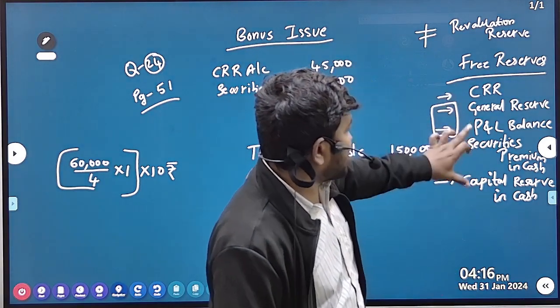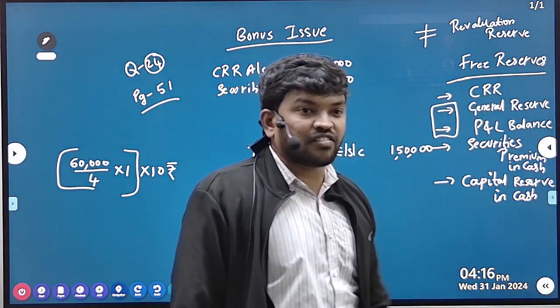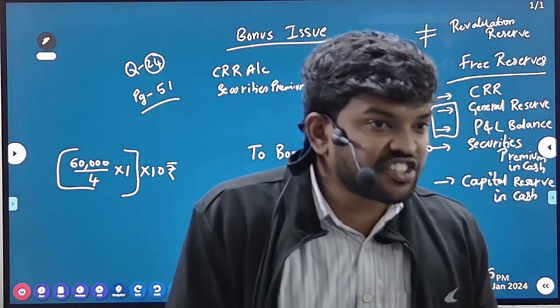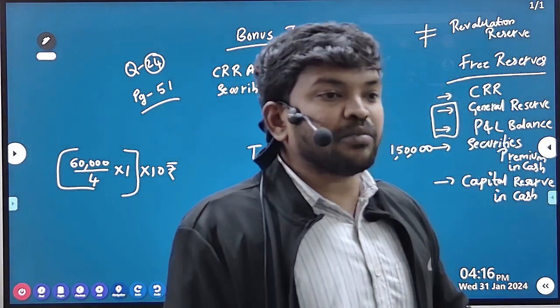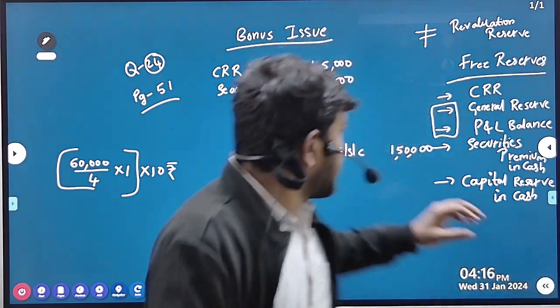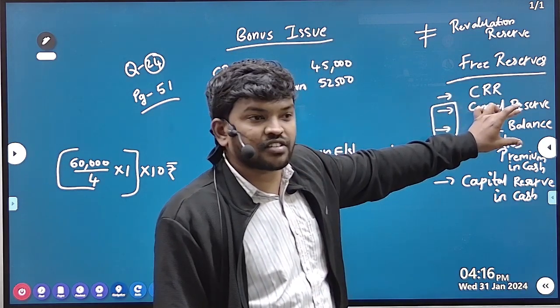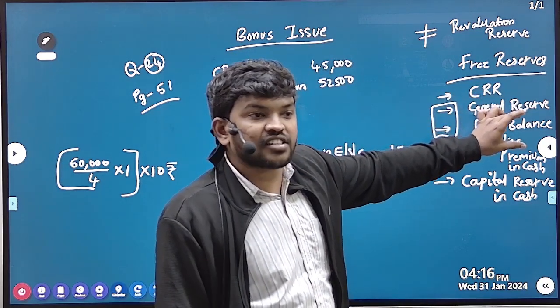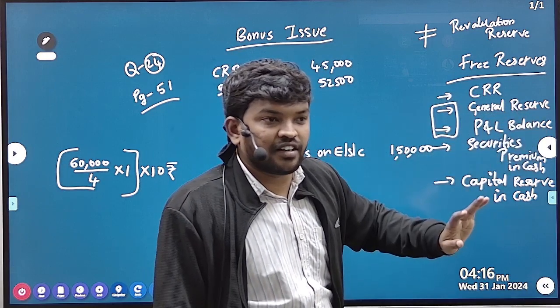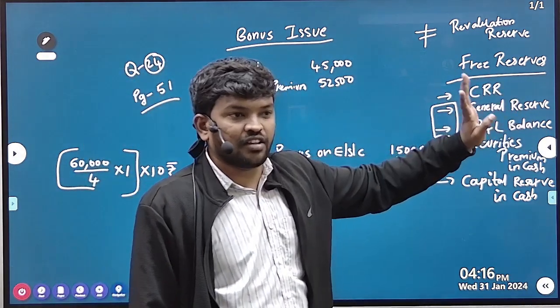These three reserves have restrictions, but these two reserves, general reserve and P&L balance, don't have any restrictions. They can be used for anything. So these are free reserves. The company does not use these reserves unless otherwise required. Understanding? Now we are issuing bonus, so use this CRR.